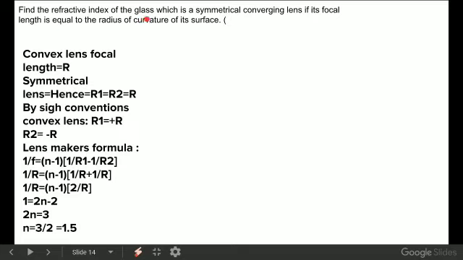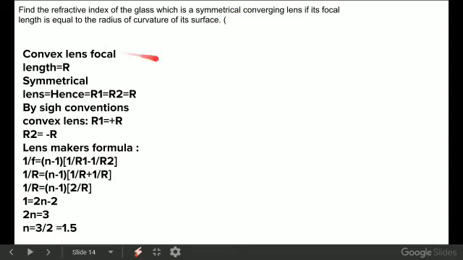Next, find the refractive index of a glass which is a symmetrical converging lens. A symmetrical converging lens means that the lens radii of curvature are the same. R1 is equal to R2 is equal to R. Remember that. That is a symmetrical converging lens, if its focal length is equal to the radius of curvature of its surface.